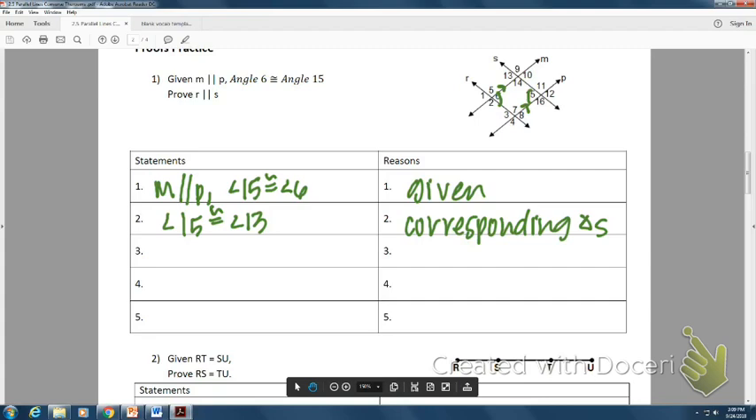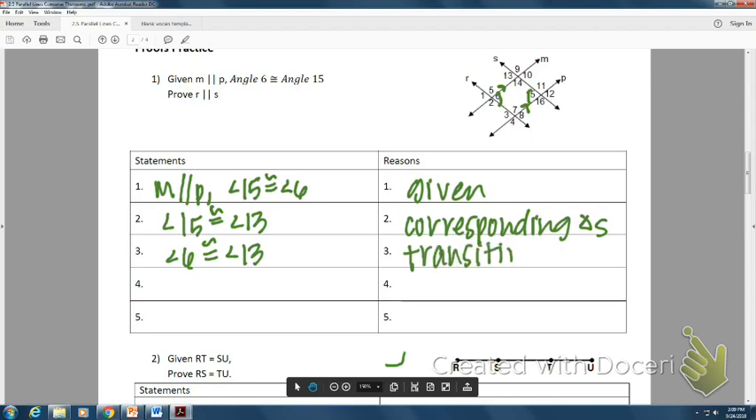Based off our first two statements, is there anything I can say or do now? I have 15 is congruent to 6, and now I have 15 is congruent to 13. What else can I say? 13 is congruent to 6. Why? So we can't go there yet because we don't know that they're parallel. Use your statements. How did we just get that 6 is congruent to 13? Transitive. Okay, so the transitive property, because it's not across operations.